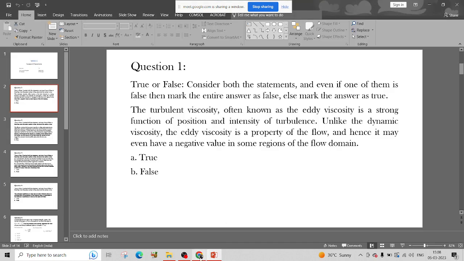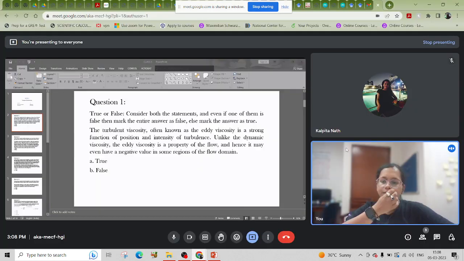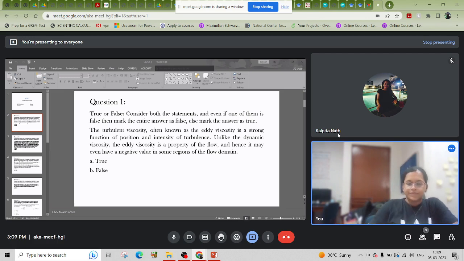This is the first question that tells us whether the statement is true or false. We have to identify. The turbulent viscosity, often known as eddy viscosity, is a strong function of position and intensity of turbulence. Unlike the dynamic viscosity, the eddy viscosity is a property of the flow, and hence it may even have a negative value in some regions of the flow domain. Tell me whether it is true or false. I'll give you 1 minute to think about it.